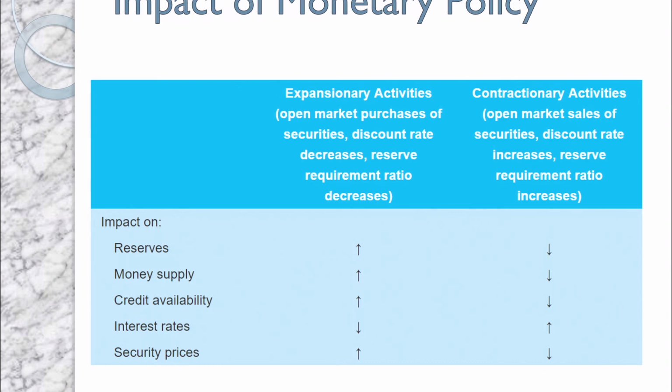So, kind of a wrap-up of the impact of monetary policy. We will focus on expansionary activities and just realize that it's the opposite for contractionary activities. This is the open market purchases of securities, discount rate decreases, and reserve requirement ratio decreases. What type of impact does that have on reserves? Well, there's a greater supply of excess reserves in these three scenarios, so that would go up. Money supply would also go up because there's more funds to lend.